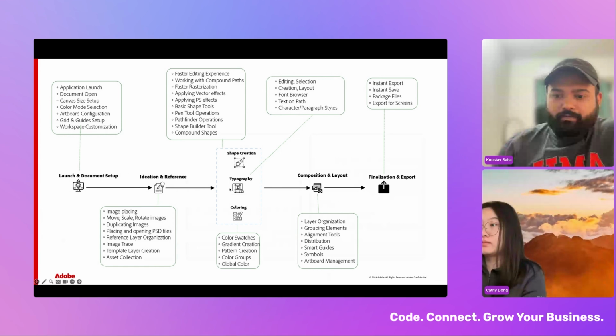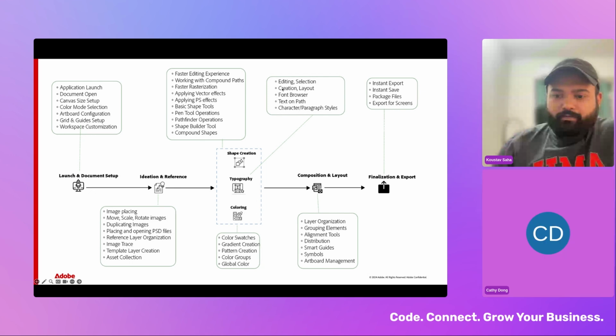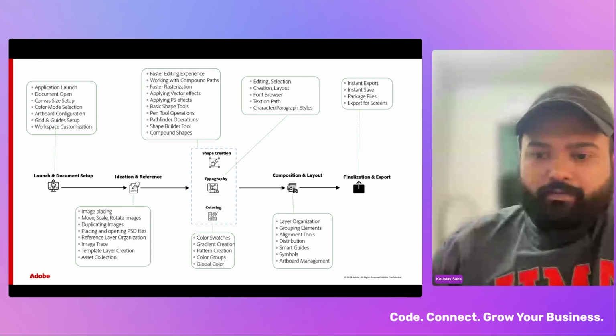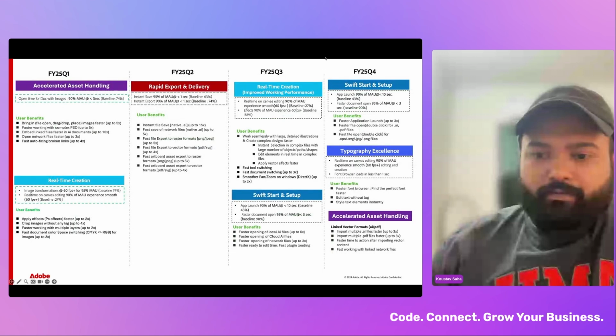Similarly, if you see the core section where the user is actually creating, shape creation, typography, and coloring, we are making a faster editing experience. Working with compound parts and moving and panning and transforming on the canvas itself will become much faster once we complete Project Elixir. So we have delivered a few things till now, and we have more to deliver. I won't go into the details as we have more things to share with you.